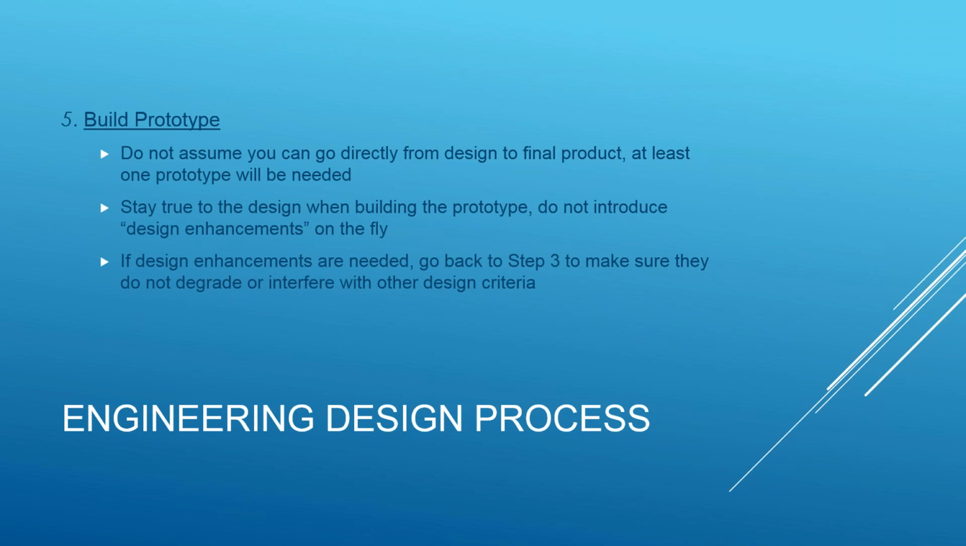You always want to stay true to the design when you're building your prototype. If you start to introduce design enhancements on the fly, you're going to lose track of what your final outcome should be. And then when you finally complete the prototype, you may not be able to figure out either why it's not doing something you wanted it to, or why it is doing something that you didn't want it to. If design enhancements are needed, you would go back to step 3 and make sure that they don't degrade or interfere with other parts of the design that are currently working.